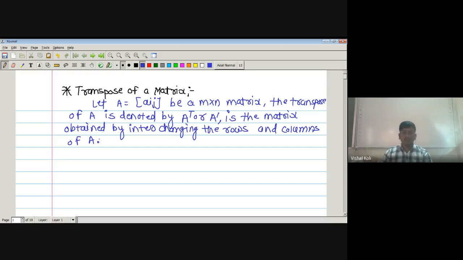Okay, so what will be the transpose of a matrix? If we are given one matrix A which is of order m cross n, it is not required that the matrix be a square matrix. So here we can take any matrix A of order m cross n, and its transpose is denoted by these two symbols.